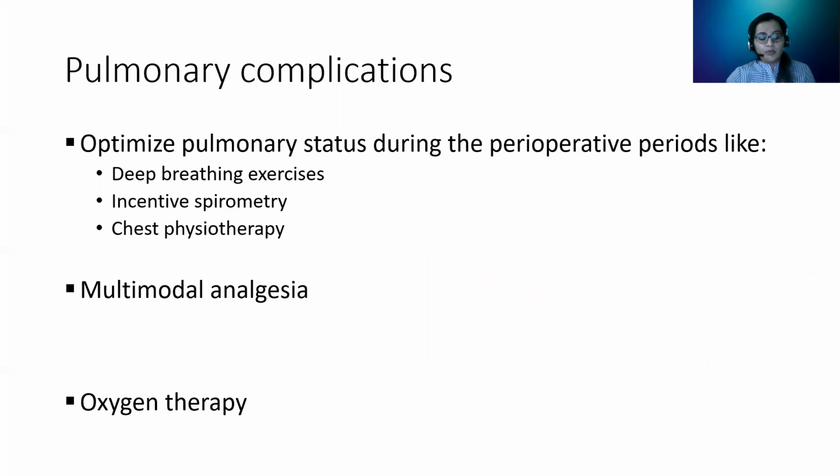It is always better to optimize pulmonary status preoperatively, especially in patients with pre-existing pulmonary dysfunction or patients posted for major abdominal surgery. Furthermore, exercises like deep breathing exercises, incentive spirometry, and chest physiotherapy should be started as early as possible in the post-operative period. Effective pain control with multimodal analgesia will also help in preventing pulmonary complications. To treat postoperative hypoxemia, titrated oxygen therapy should be used, especially in COPD patients.